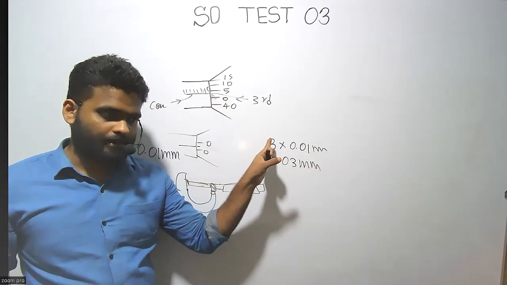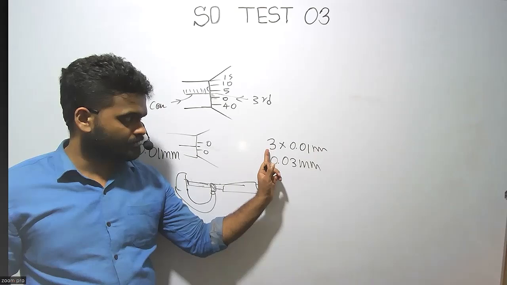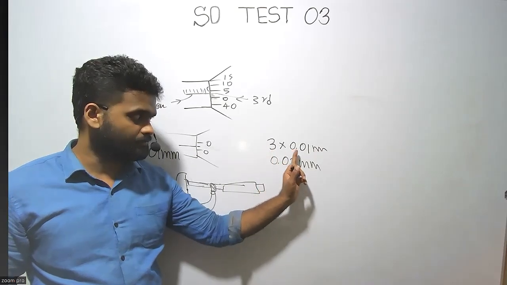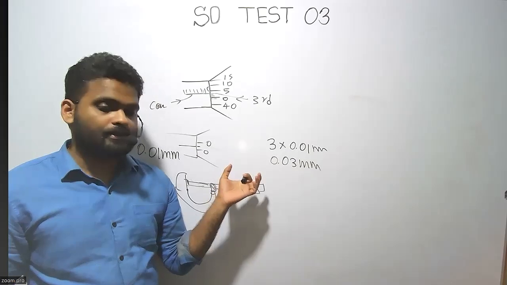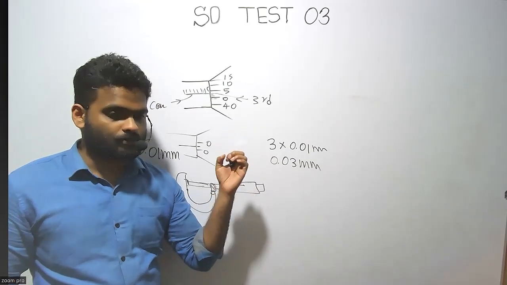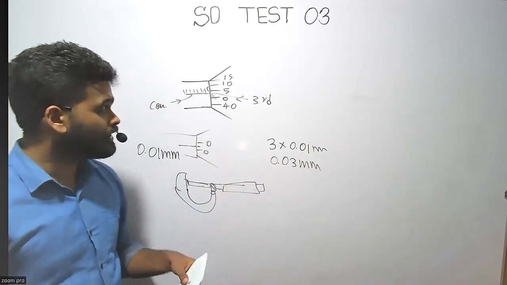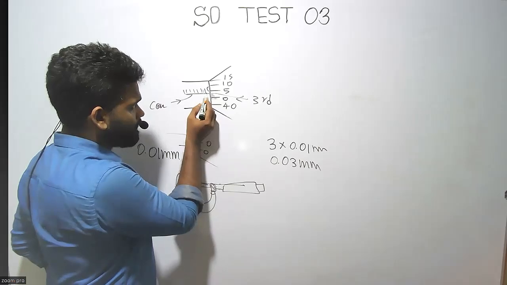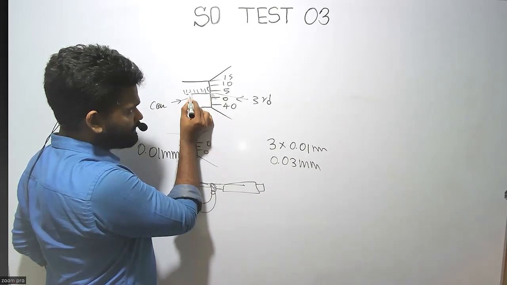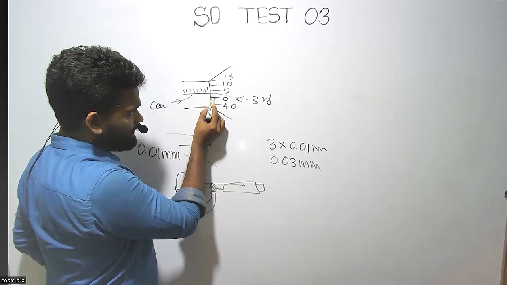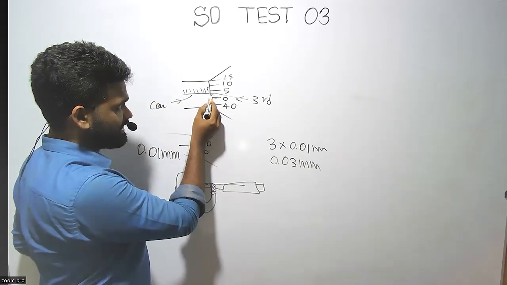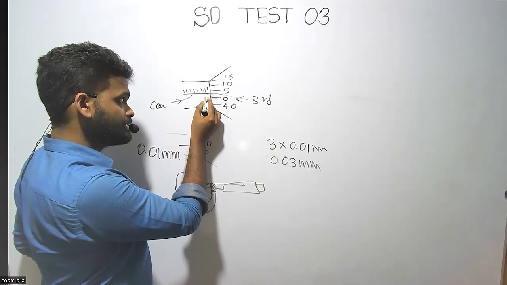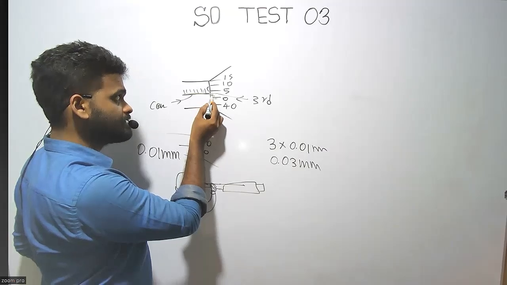Okay, we figure that out. So to figure that out, number of coinciding division times least count. This one. Then we need to think about whether this is positive or negative. Do you see this is the 0 line, or center line? This center line is above 0. Center line is above this 0.